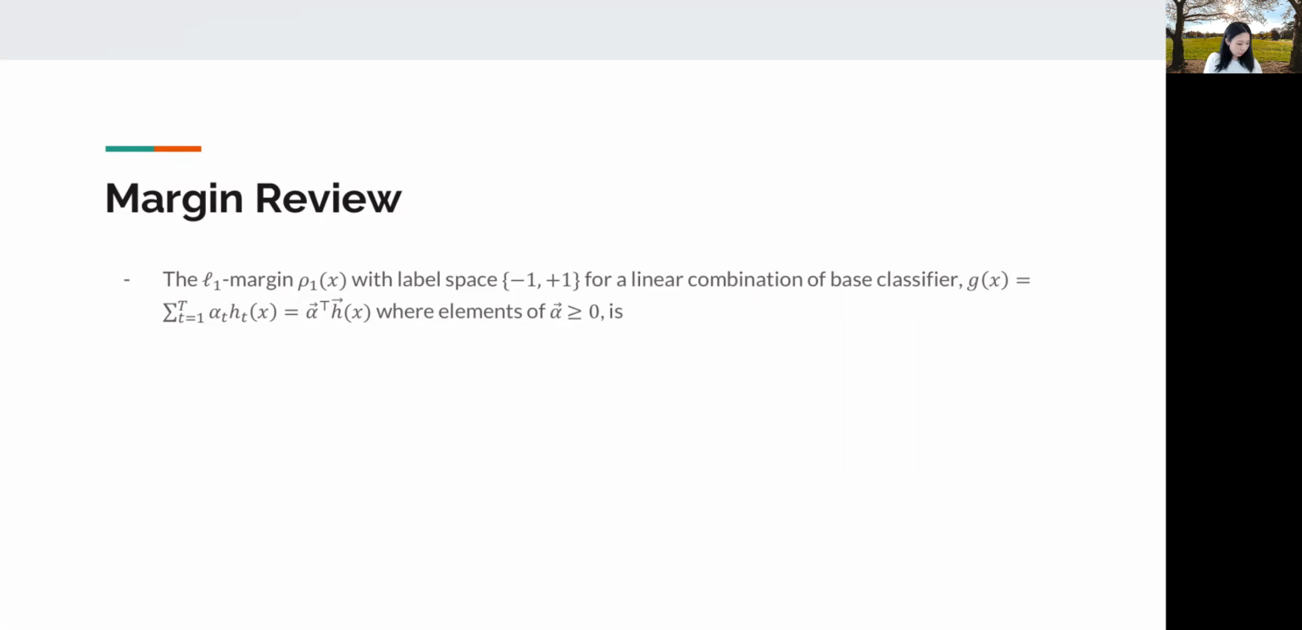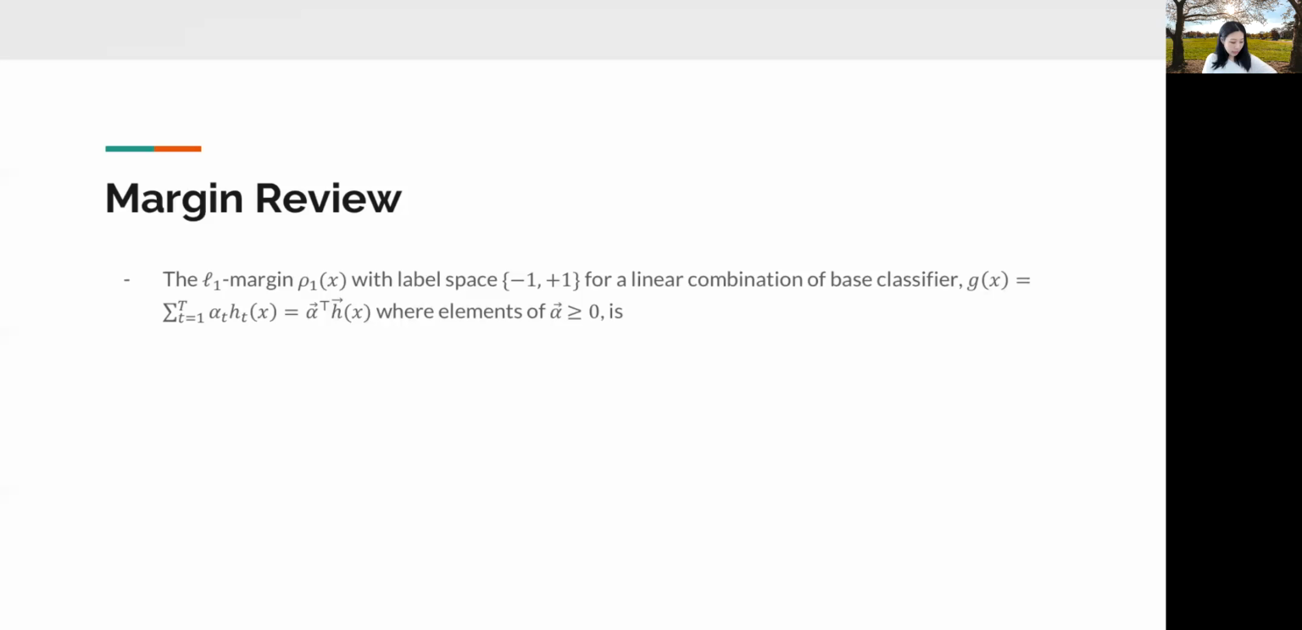So for the margin review, I wanted to first review the L1 margin. We're going to denote it as rho sub 1 of x, and I usually just say rho_1(x) for simplicity. So the L1 margin rho_1(x), with label space {-1, +1}, is defined for a linear combination of base classifiers.